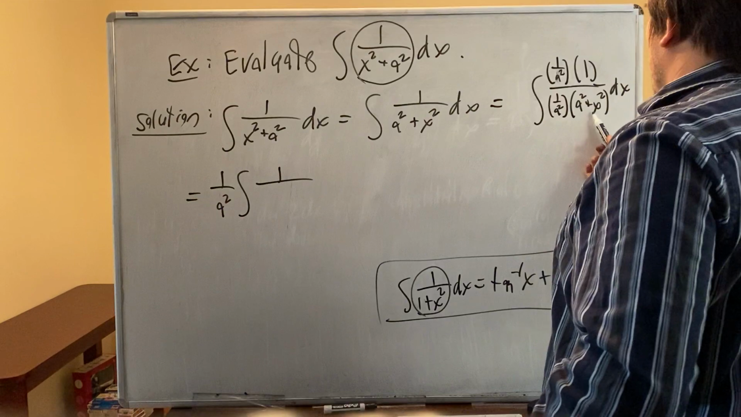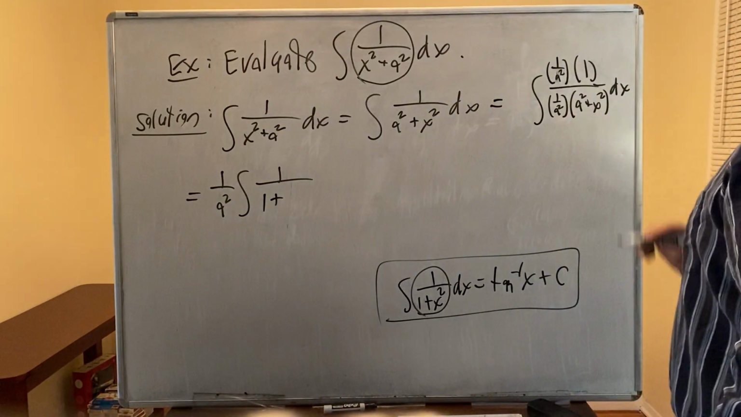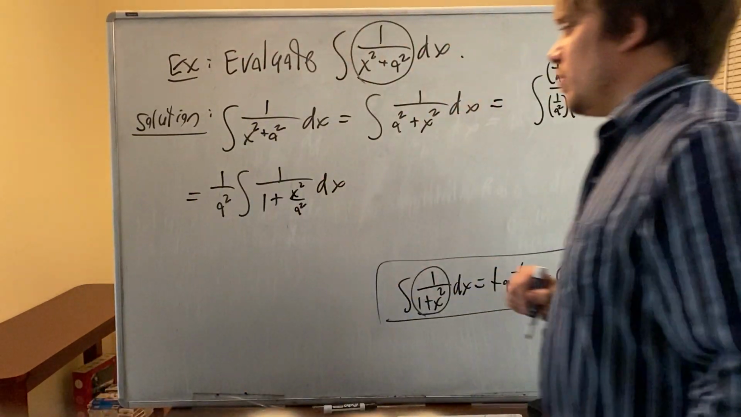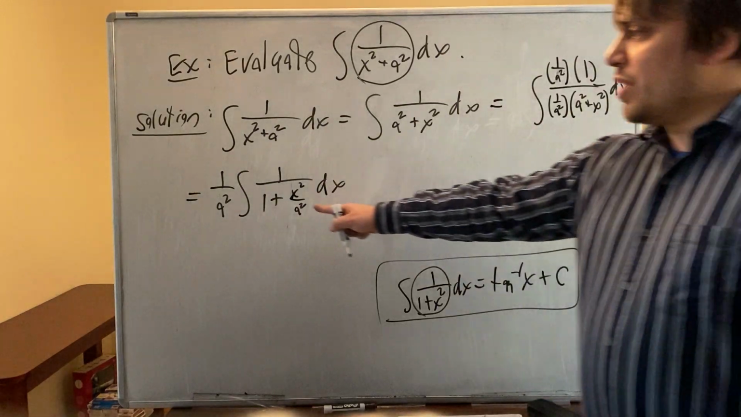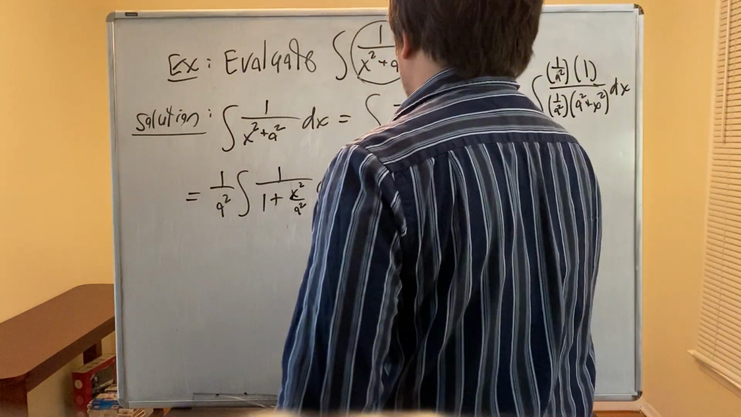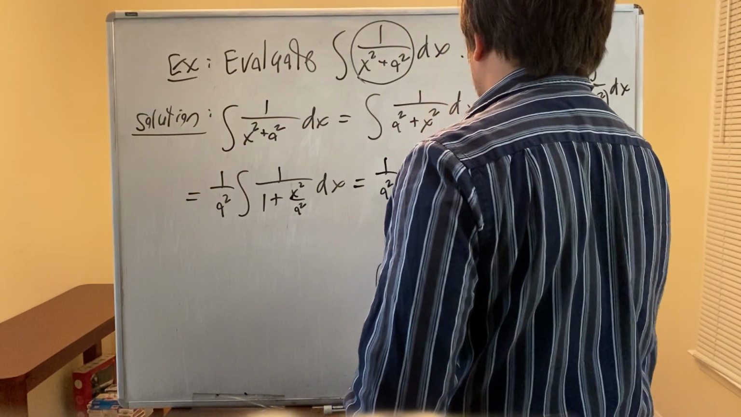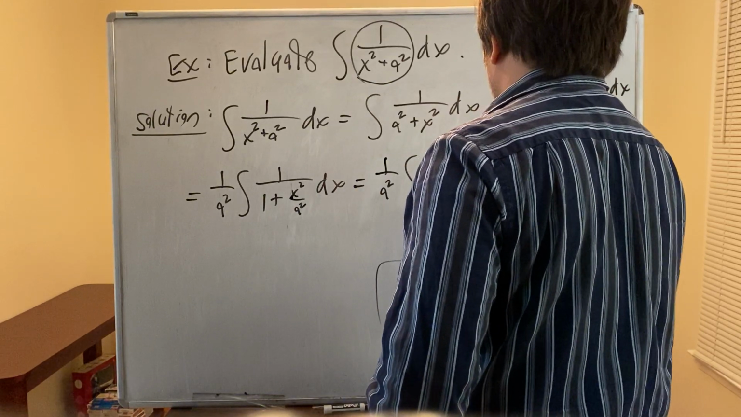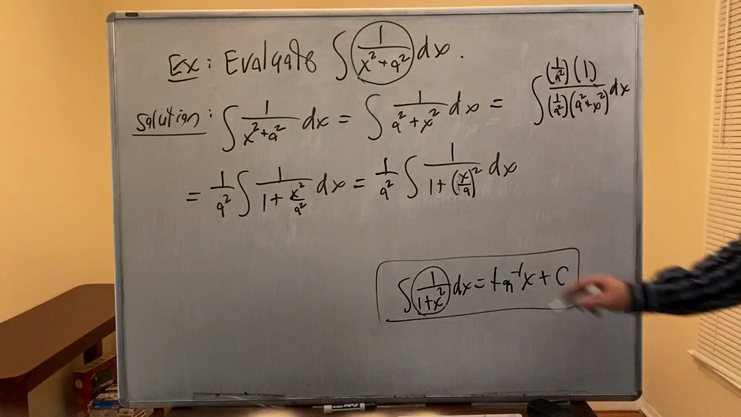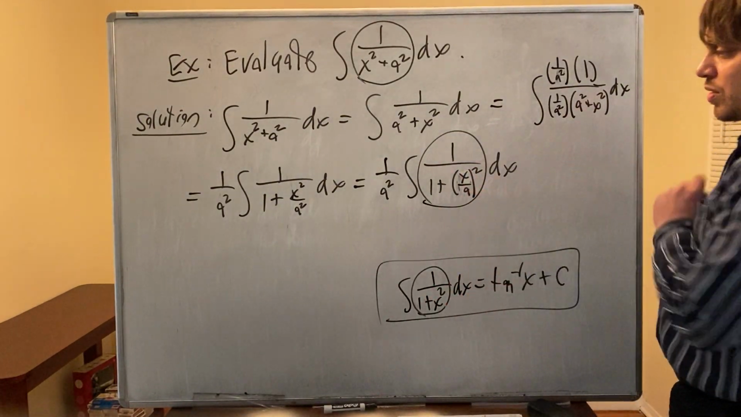Now if I multiply this times this, 1 over a squared times a squared is 1 plus x squared over a squared dx. Well, x squared over a squared is x over a squared, because I want something squared here. This is 1 over a squared, integral of 1 over 1 plus x over a in parentheses squared dx. Now it's starting to look more like that, right? This integrand now looks more like that integrand, but instead of an x squared, it's an x over a squared.